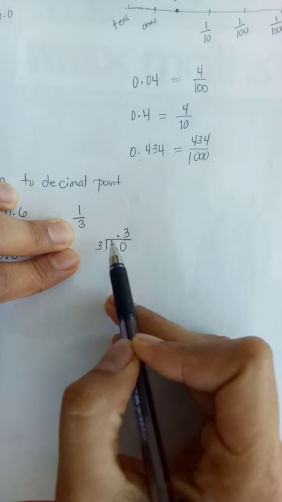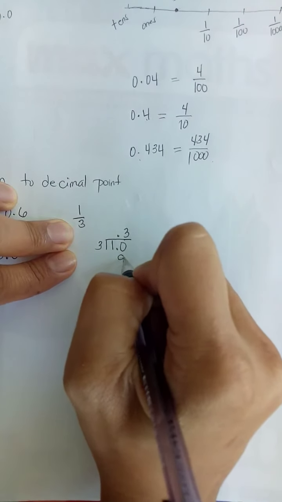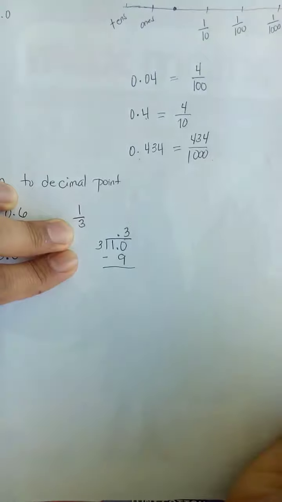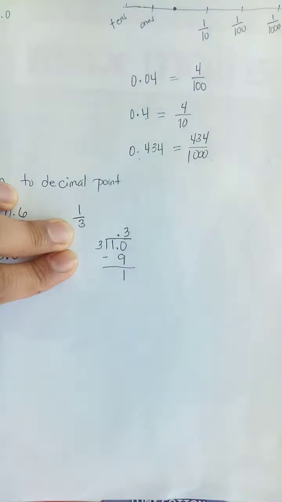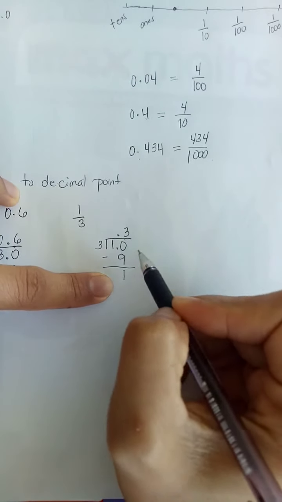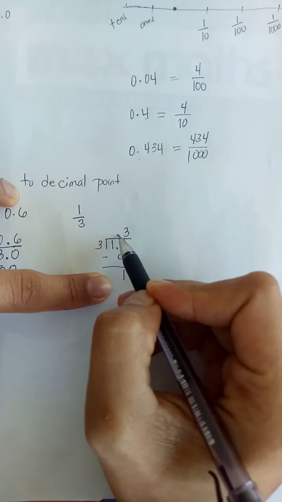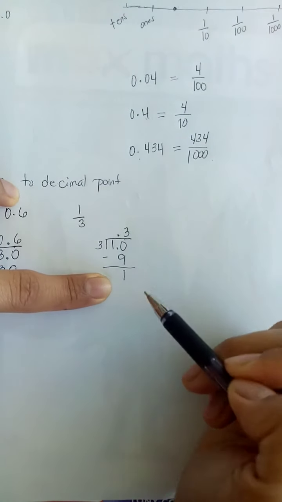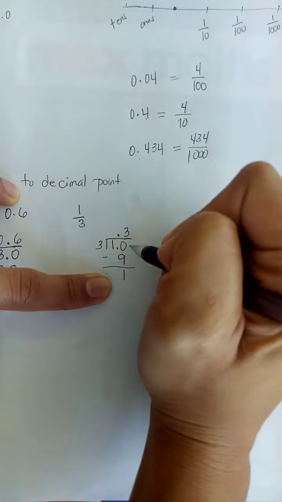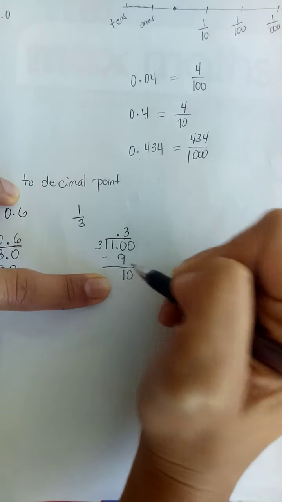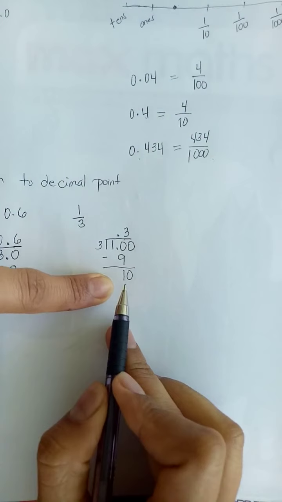Now you multiply. 3 times 3 equals 9. Then take away. 10 minus 9 equals 1. Now we have a remainder 1 here, but do not put this on top because we already have our decimal point here. You cannot put another 0.1 there. What you do is you just add a 0 here, add 0 there, and then you bring down 0. Again, you have the number 10.